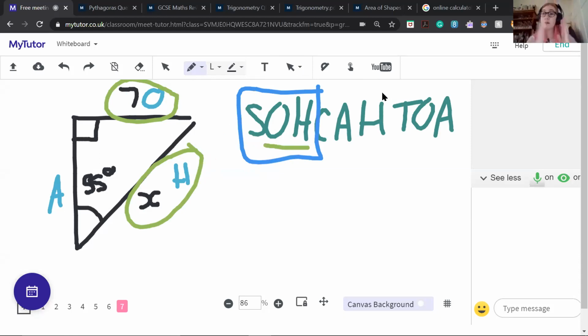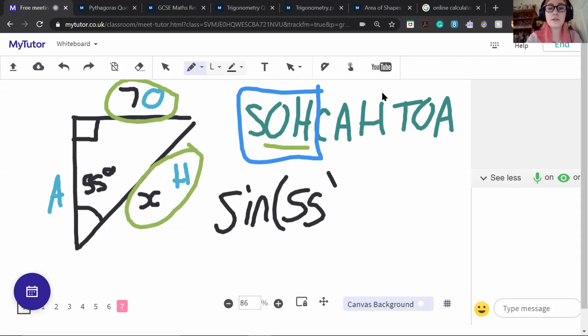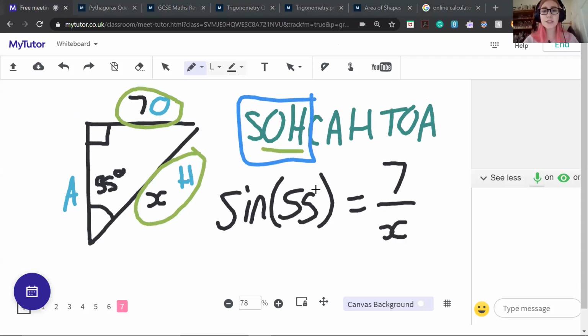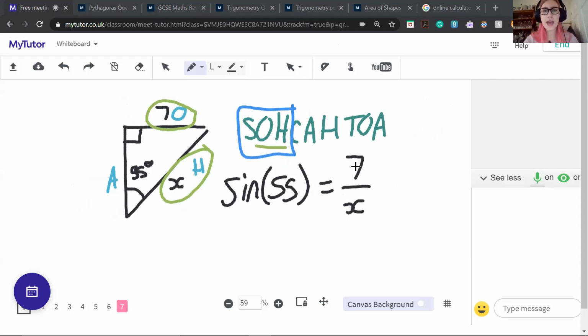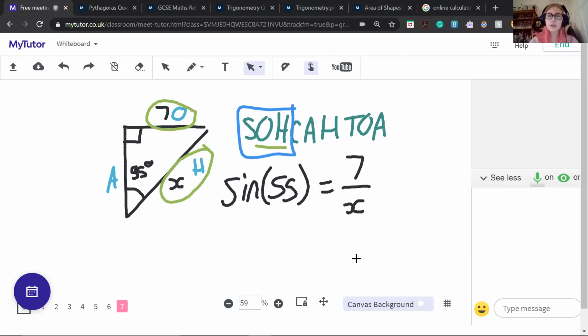We do the equation in the same way every time, remember: trig function of the angle. We've decided it's sine of the angle equals opposite over hypotenuse. The reason I chose this one is because it's a bit harder to rearrange, as we've got an x on the bottom here. This is, I guess, the hardest type, so I saved it for the end.